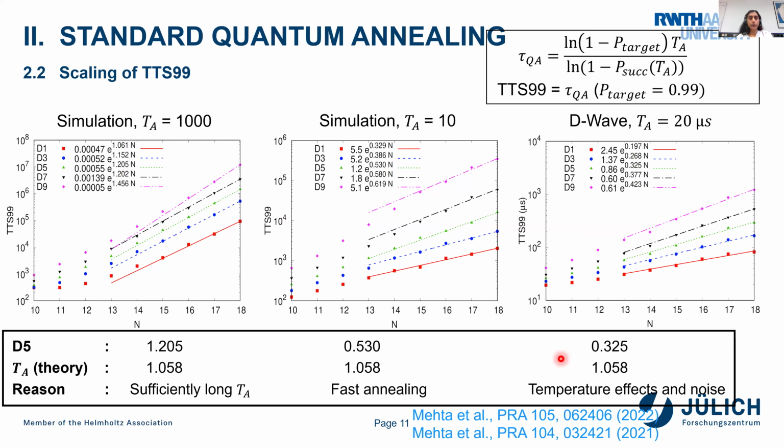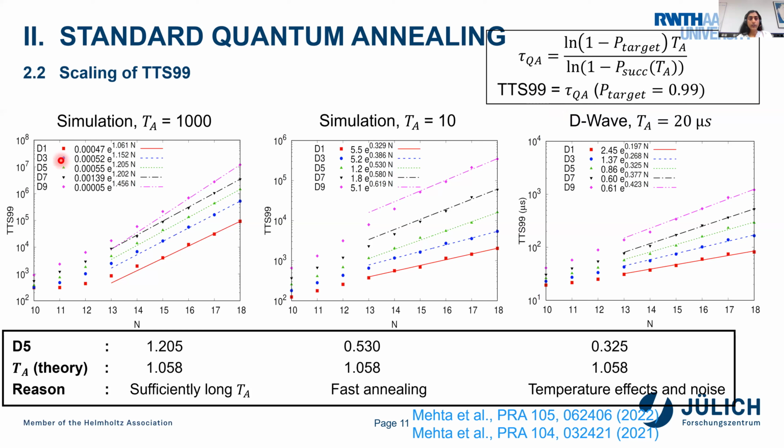So that is what the prediction was. Now we come to the results for quantum annealing. So here we see the results for the scaling of what is known as TTS 99, which is the compute time required to obtain the solution of our optimization problems at least once with 99% certainty in multiple runs of the algorithm. So here I show the results from both simulations and from the D-wave quantum annealer.